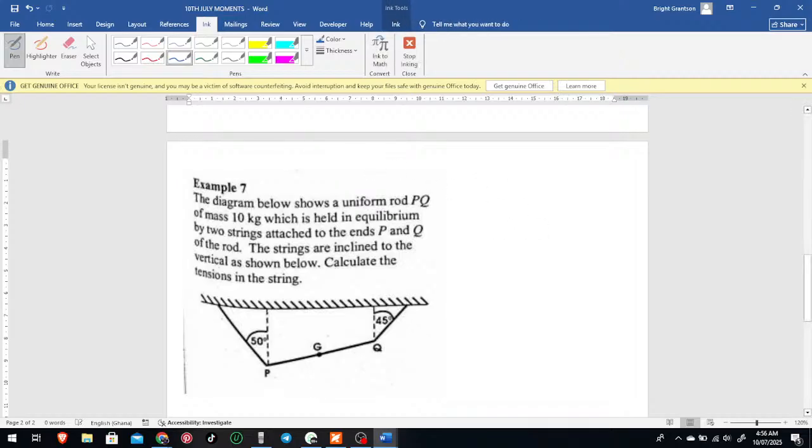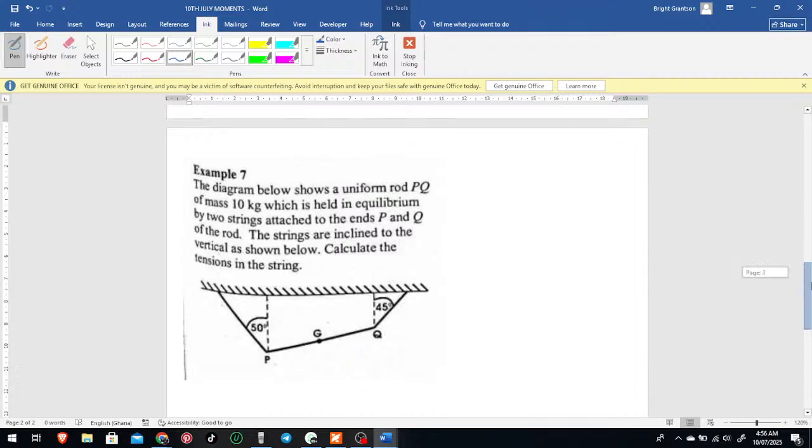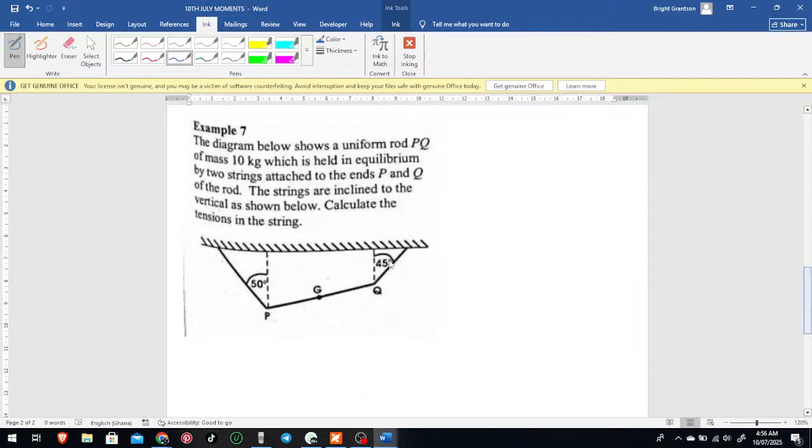So let's draw the... Okay, they've drawn the diagram for us already. So no ED. Let's just complete the diagram. Right now, the weight is 100 newtons. Let's just assume that we know the gravity as 10. So 100 newtons. You should have given us the gravity, but let's see.